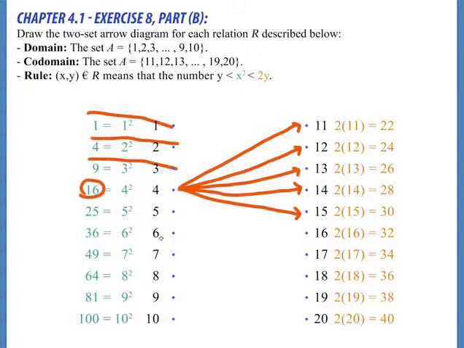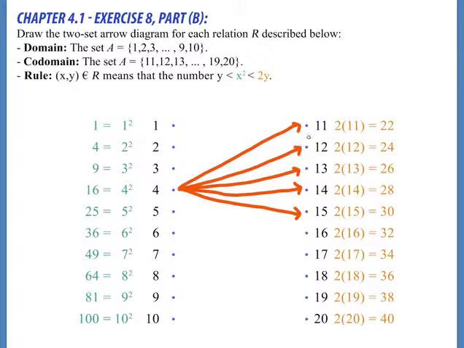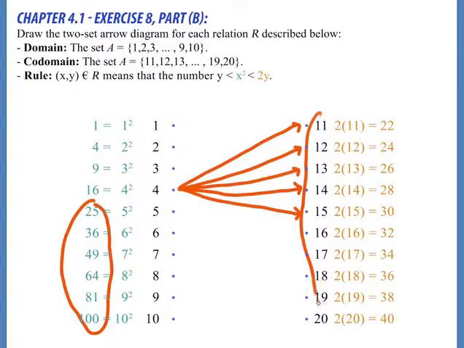But we can start checking everything else. So for 5, yeah, I got this now, sorry. I was looking at the wrong thing. So basically, you can't do anything from 5, 6, 7, 8, 9, or 10, because all of their squares are greater than y in the codomain.